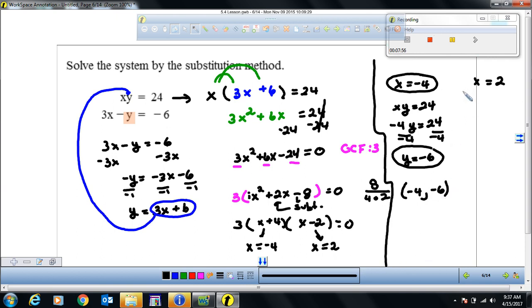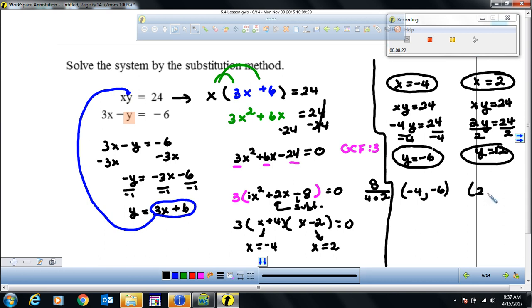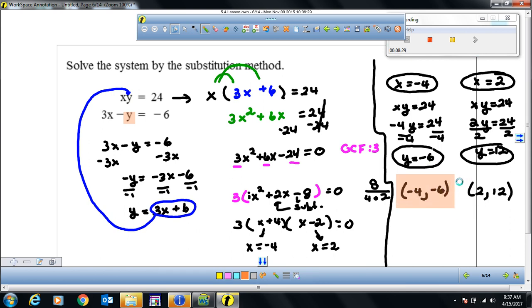Now, for the second solution, we're going to replace x with 2. So the equation is xy equals 24. If x is equal to 2, then it's 2 times y equals 24. And I divide by 2 to get the y by itself, so y equals 12. So when x is equal to 2, y is equal to 12. The second point of intersection is the point 2, comma, 12. So these two equations intersect at the points negative 4, negative 6, and 2, comma, 12.